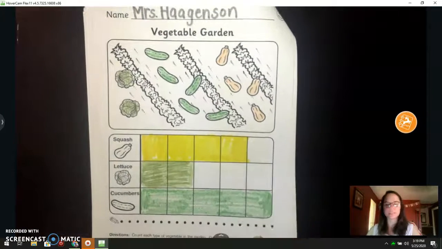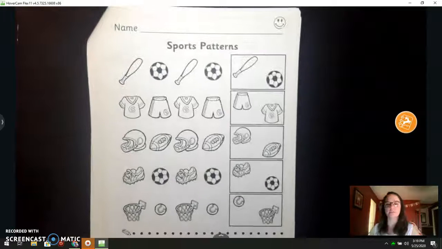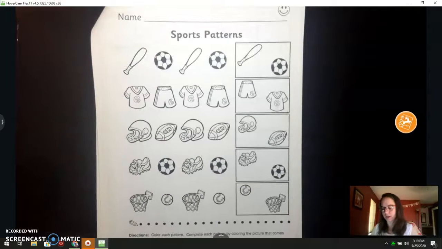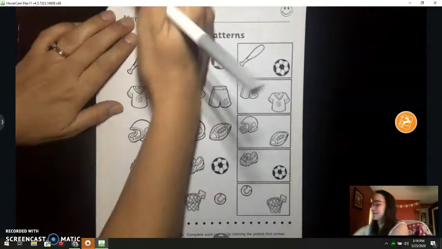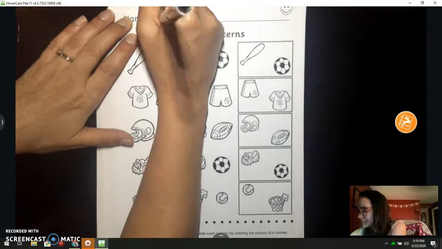Alright, and that next page, flip it over. This says sports patterns, but the first thing I do is always the same. I pick up a pencil and write my name.